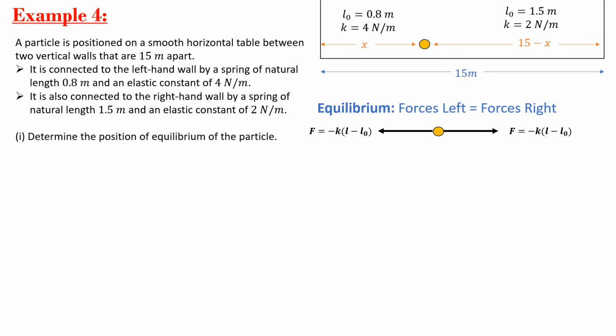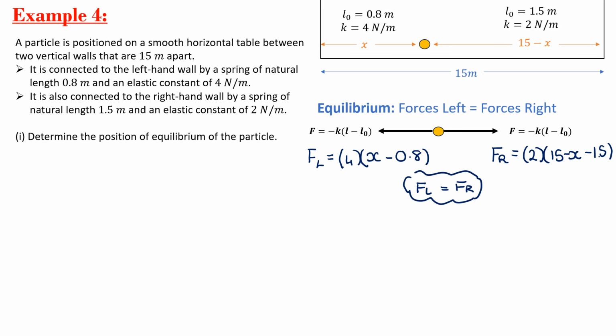So what we're going to do is create these force equations for each of them. I'll go to the left-hand side, FL. So our K, remember we're ignoring the minus because we've dealt with the direction by showing the arrow to the left. We then have L, which we don't know. We've called it X, minus our natural length, which is 0.8. Our force to the right is going to be K. Again, we're just talking about the magnitude of this force. And then we have 15 minus X, which is our L, minus 1.5. We are basically saying the forces to the left are equal to the forces to the right. That is what equilibrium means.